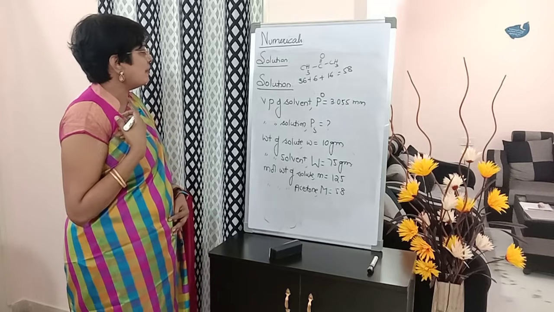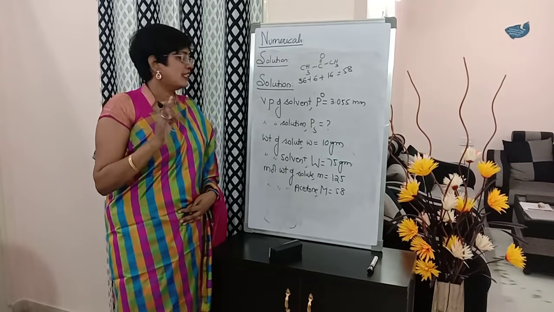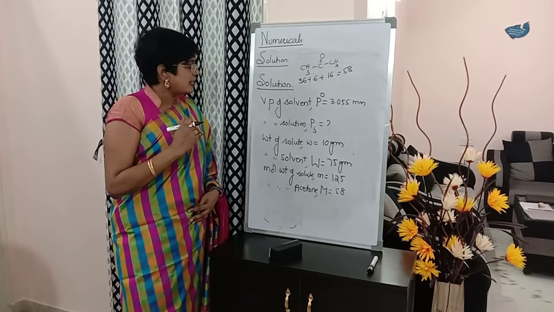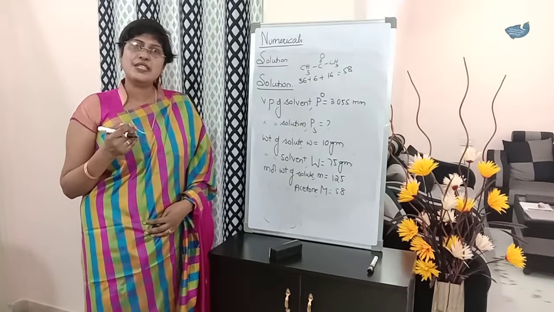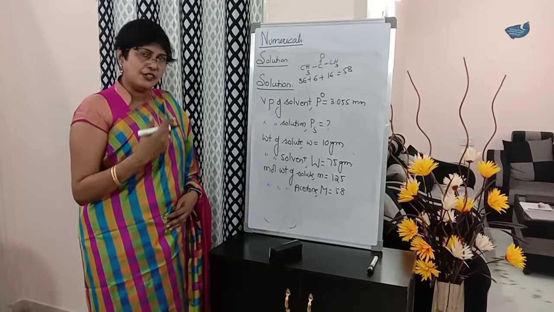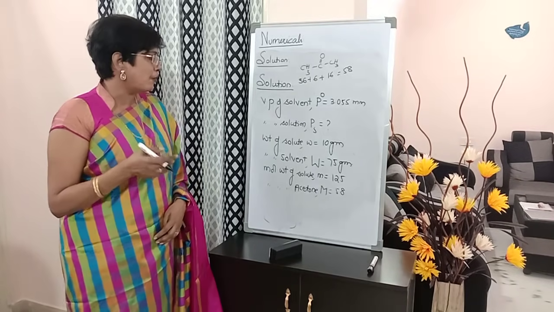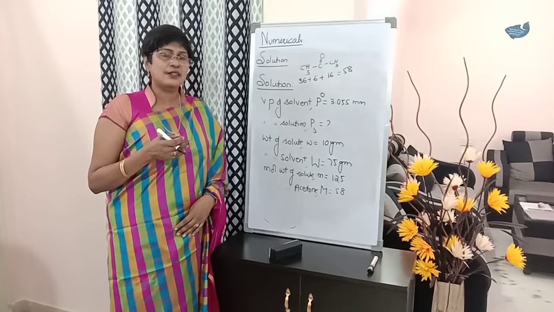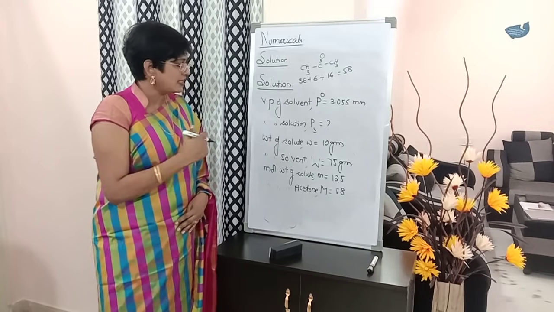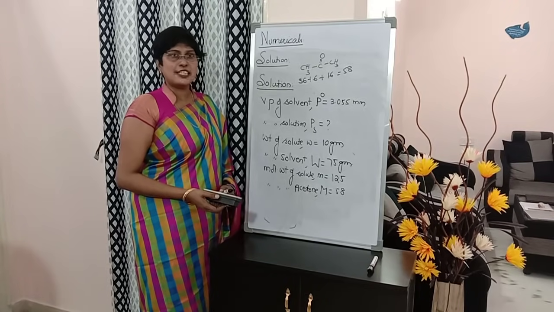Vapor pressure of solvent, P naught. Vapor pressure of solution, PS, is to be calculated. Weight of solute, w, is given. Weight of solvent, capital W, is given. Molecular weight of solute is given. And molecular weight of acetone we can calculate from the formula, which is coming out as 58. Okay. So, this is the data. Note down all these steps, students. Okay, students, let's proceed.